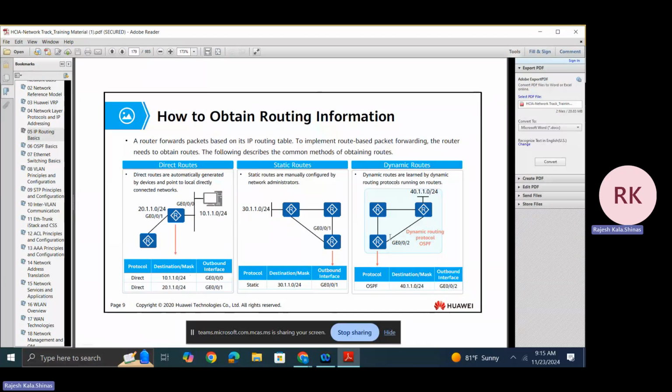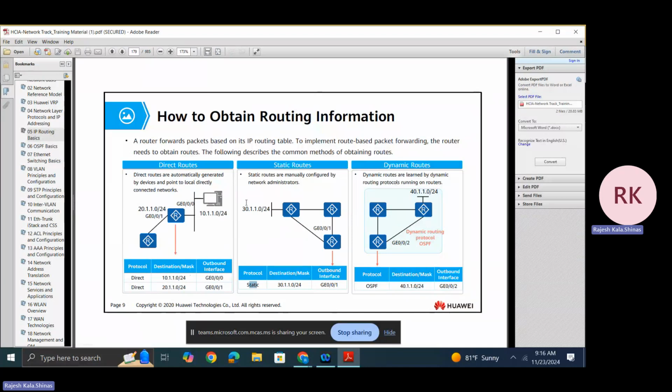Static route means you manually configure it. It is not directly connected to your router, so we want to manually configure it. I am going to configure a route on this router. Say this is R1, this is R2, this is R3. From R1, I want to configure a route to network 30.1.1.0/24. I am not directly connected to it, as it is part of R3. So the protocol is Static.